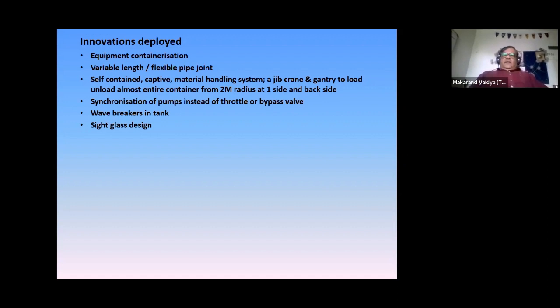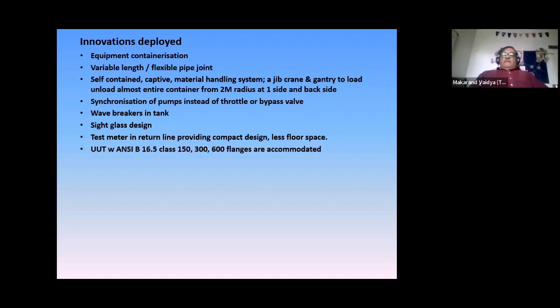They are designed and fabricated in such a manner that economically and functionally they are the best design. Test meter in return line for a less and compact design. Three flanges: three classes of flanges in one flange were manufactured.